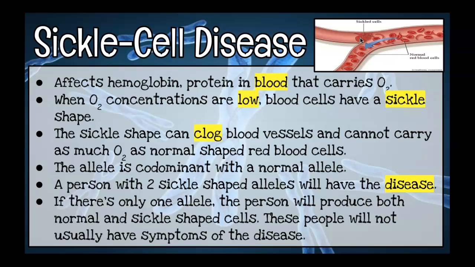This disease or disorder has a normal allele and then a codominant allele. What that means is it has another allele that can change the genetics to cause a disorder. A person with two sickle-shaped alleles is definitely going to have the disease. If only one allele is affected, the person is going to make normal shaped cells, and also some sickle-shaped cells as well. These people typically don't have the hardcore symptoms of other people with this disease.